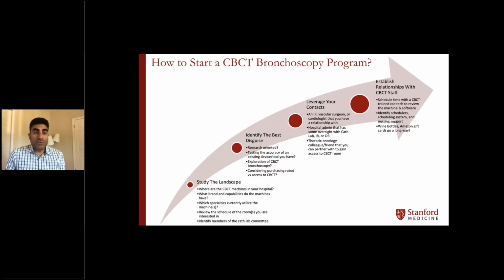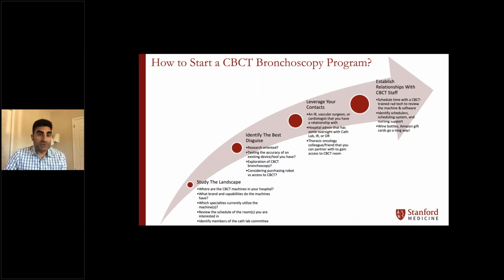So I get this question a lot: how do you get a cone beam CT program up and running? Honestly, it's a very large challenge to take on. But I broke it down into a couple of categories that really helped me get up and running. First of all, start off by studying the landscape. Find out within your institution where the cone beam CT scanners are actually located. Are they in a cath lab, in radiology, and such? What brand and capabilities do the machines have? Some institutions have very old machines, some have new. So it's really important to find out what type of machinery you can even go after.